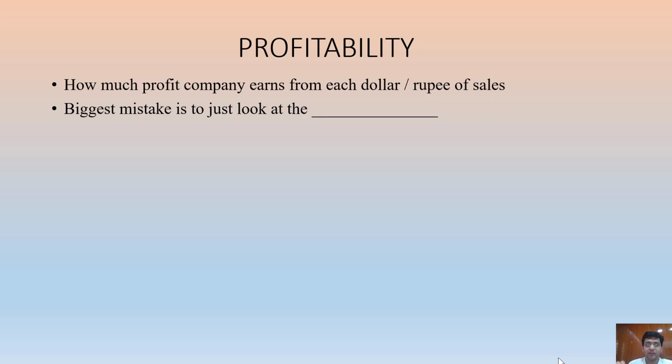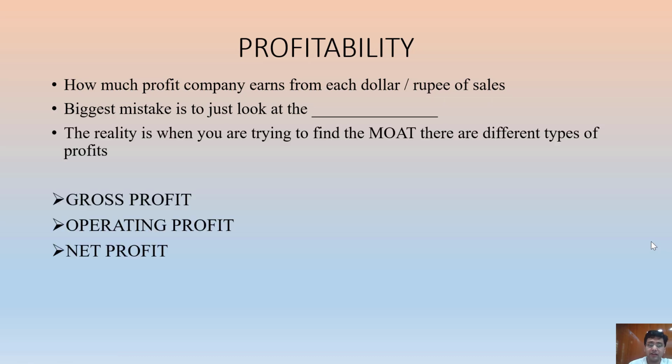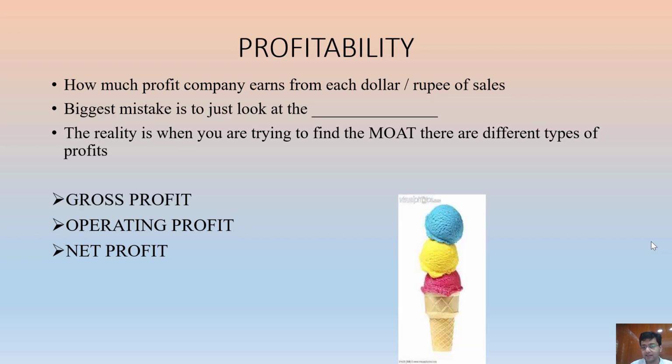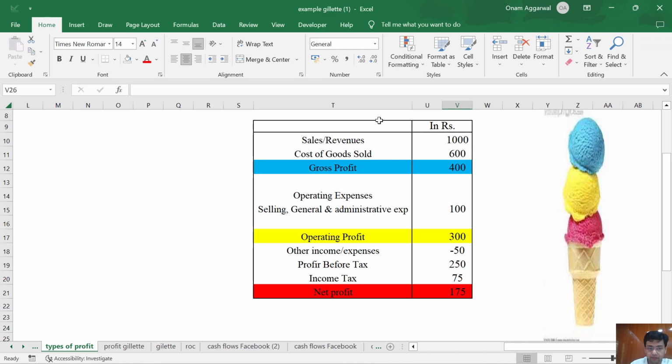One of the most common mistakes people make is just looking at what? At the bottom line. That is net profit. What we don't realize is that there are different types of profits and they tell very different things about the company. These types are gross profit, operating profit, and net profit. And just like this ice cream cone, they can be found on top of each other in the income statement of the company.